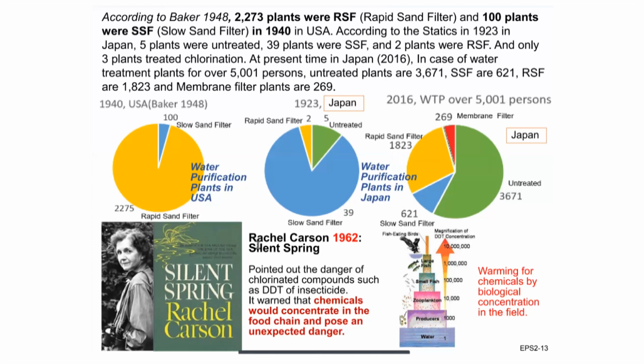Rachel Carson published Silent Spring in 1962. It pointed out the danger of chlorinated compounds such as DDT, an insecticide. It warned that chemicals concentrate in the food chain and pose an unexpected danger, warning of biological concentration of chemicals through the food chain.